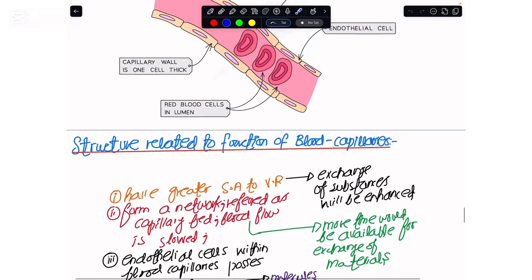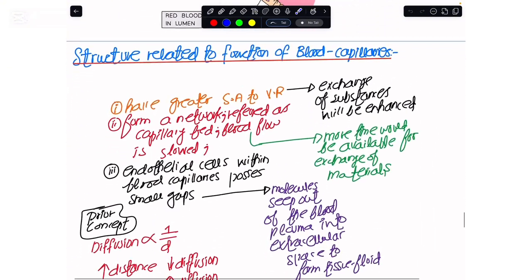Now, the idea is how the structure of the blood capillaries is related to the function. Since I have said that at the level of the blood capillaries, the exchange of material takes place.